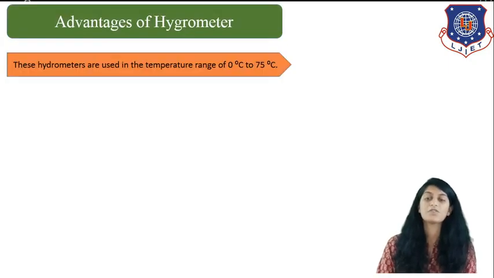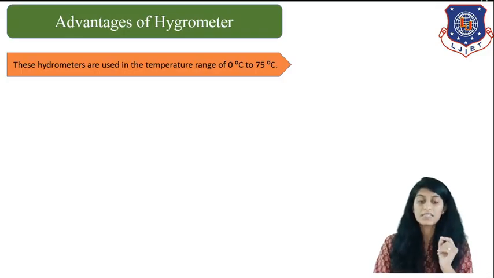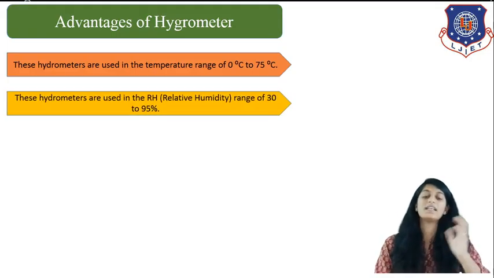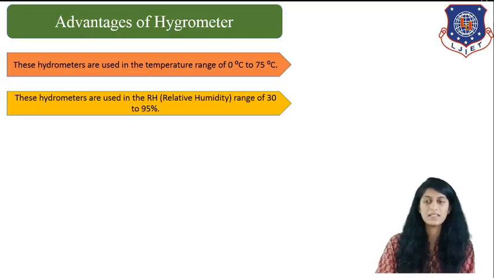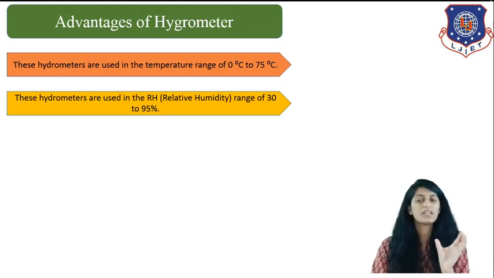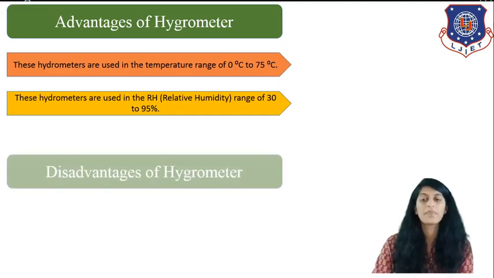Coming to advantages of hygrometer, the first advantage is temperature, right. We can use this equipment in the range of 0 degree to 75 degrees centigrade. So we can use it in quite a wide range of temperature. The second advantage is that these hygrometers are used in a relative humidity range of 30 to 95%. We can use this equipment in the range of 30 to 95% humidity.